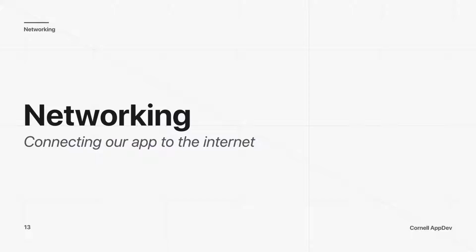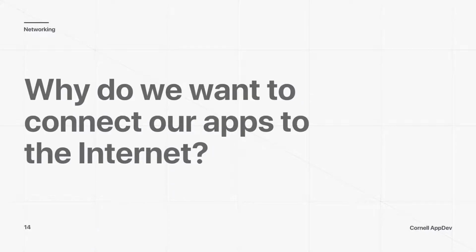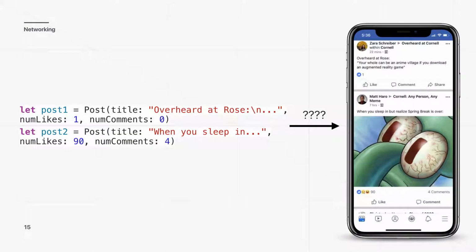Cool. So moving into the topic for today, which is networking. What this basically means is connecting your app to the internet. Why do we want to do this? If we take this example here, which is just a Facebook feed, how we could think about doing this right now is creating a post model.